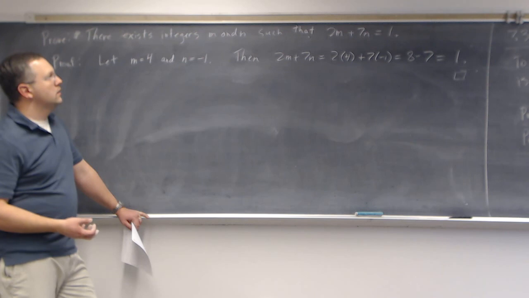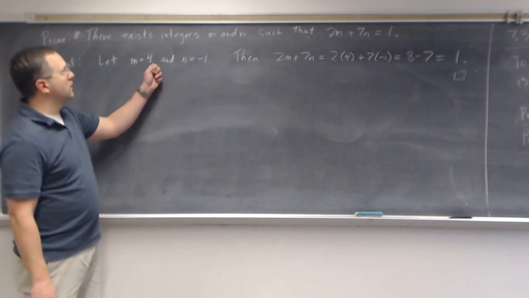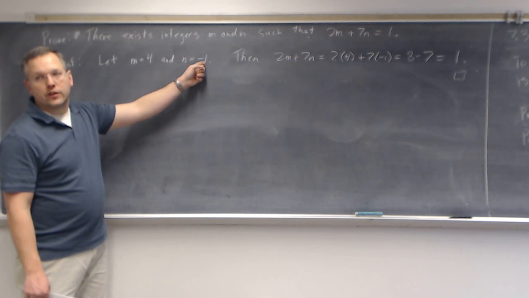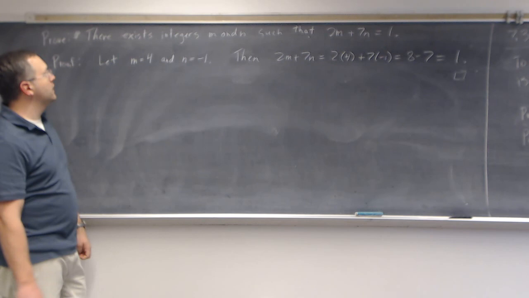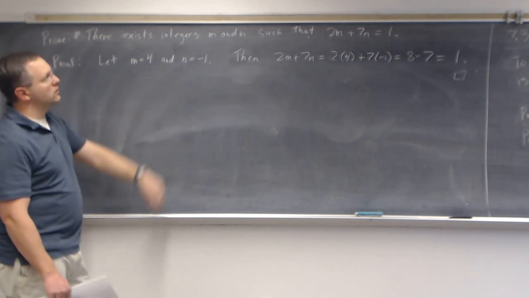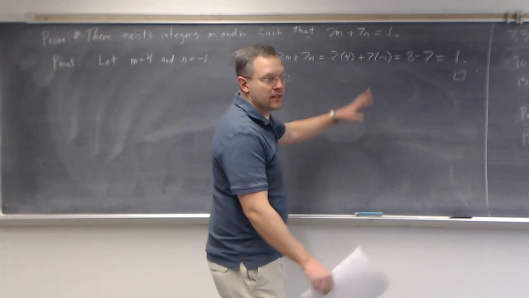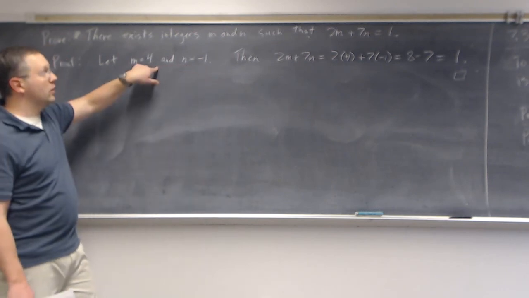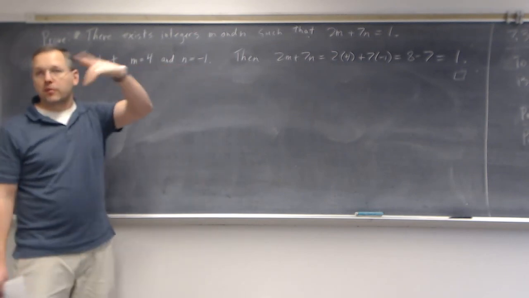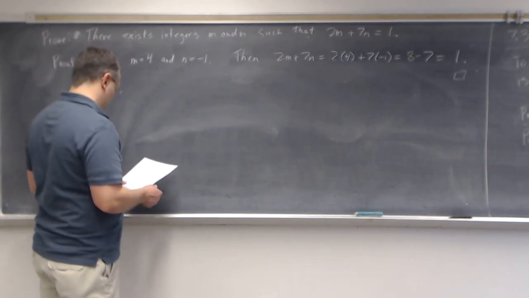Do I need to say that 4 and -1 are integers? You could always add more details, but we know 4 and -1 are integers. You could restate the sentence if you want to add more details: therefore, there exist integers m and n such that 2m plus 7n equals 1. But I think anybody would be satisfied that you produced two integers to make this work. And this isn't the only correct proof, right? Somebody came up with another example, with -3 and 1, is that what it was?